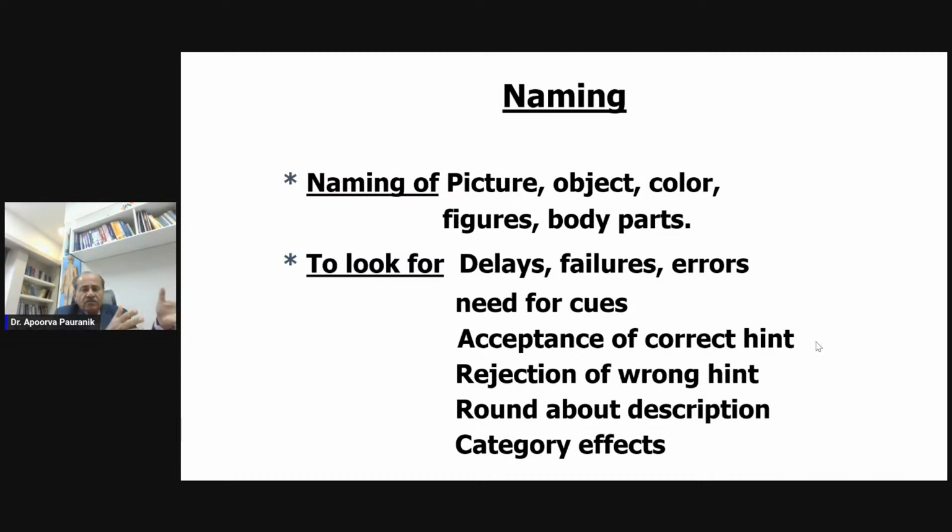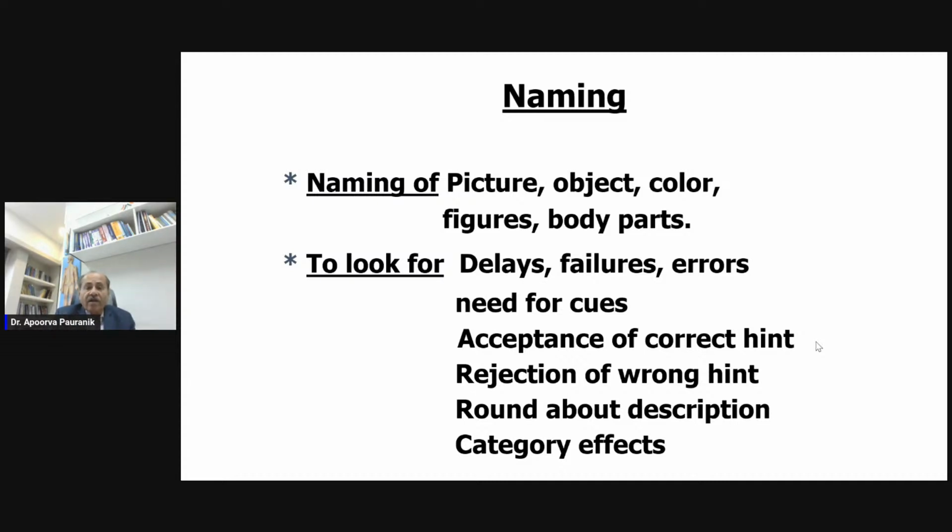The same pictures which we use for auditory comprehension can be used for naming. In the test of auditory comprehension, what did we do? We told the name of the picture and asked the patient to put the finger. Now here there is a reversal of role. The examiner, the doctor or a speech language therapist will put the finger on the picture and ask the patient, what is this, what is this, what is this. We can put our finger on a picture or an object or a color or figure or body part.